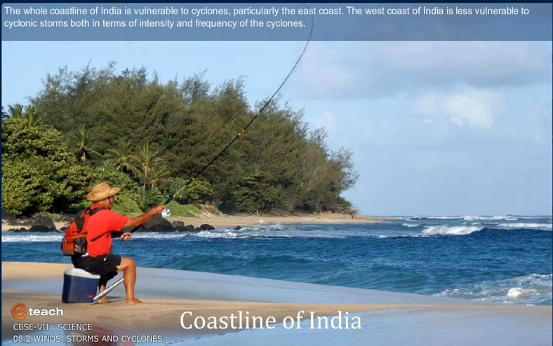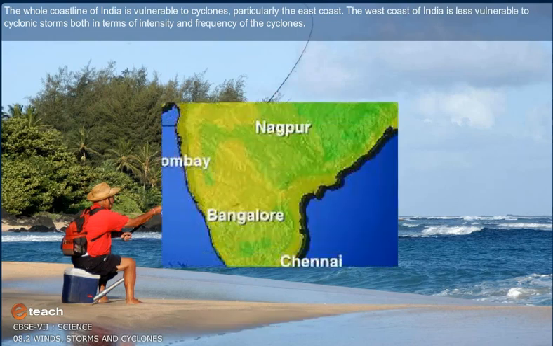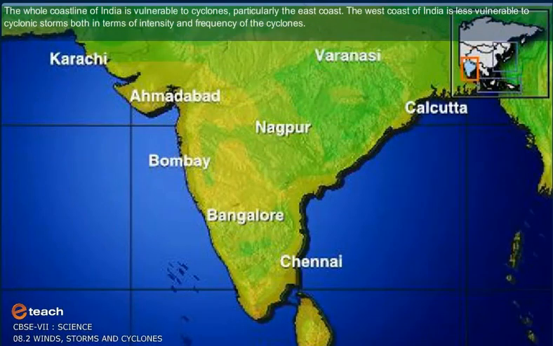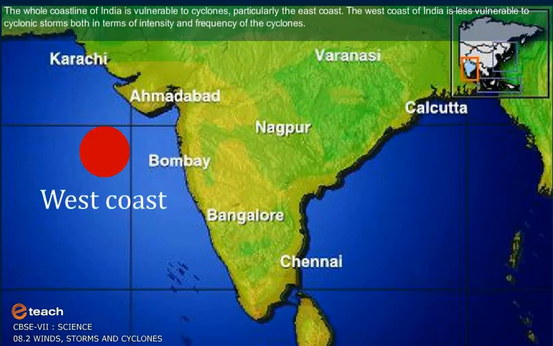The whole coastline of India is vulnerable to cyclones, particularly the east coast. The west coast of India is less vulnerable to cyclonic storms, both in terms of intensity and frequency of the cyclones.